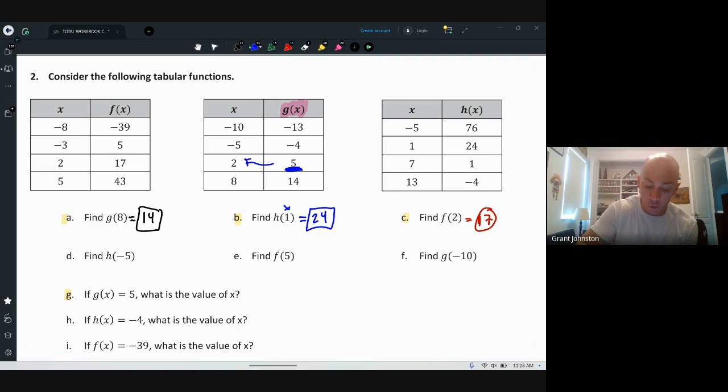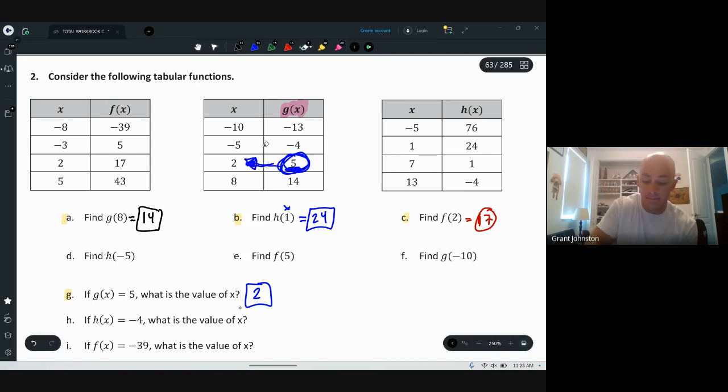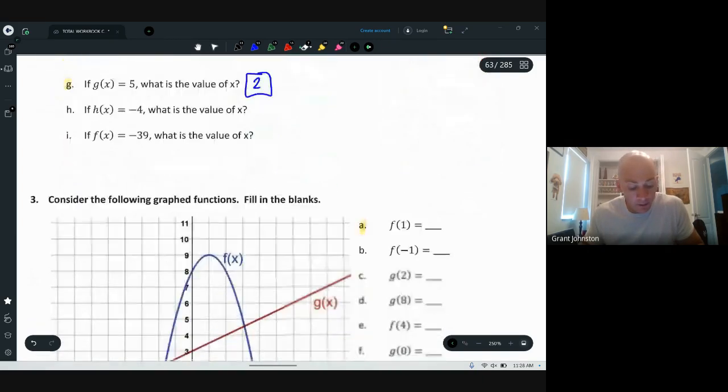It's 2. Again, it says if G of X equals 5, which is right here, what is the value of X? The value of X would be 2 there. So hopefully that makes sense. And hopefully that was enough in terms of examples to fill out the rest.